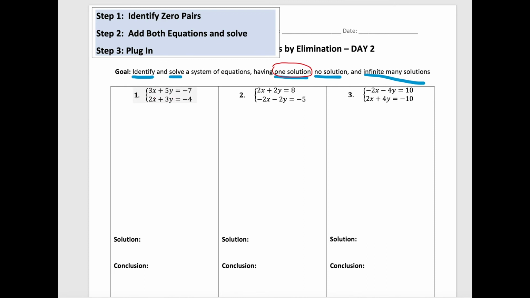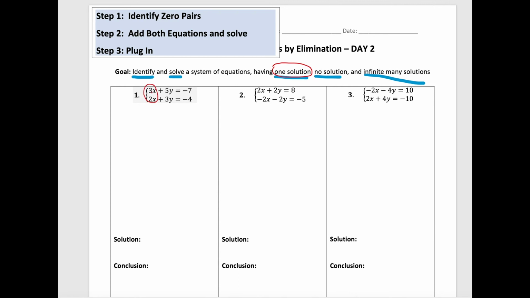We look at the two variables. Which one looks simpler to you? In my opinion, this one looks simpler. Why? Well, we have 3x and 2x, so it's obviously smaller than 5y and 3y. Let's take care of this. How can I make this into a zero pair? Do they have anything in common, or does the 2 go into 3?